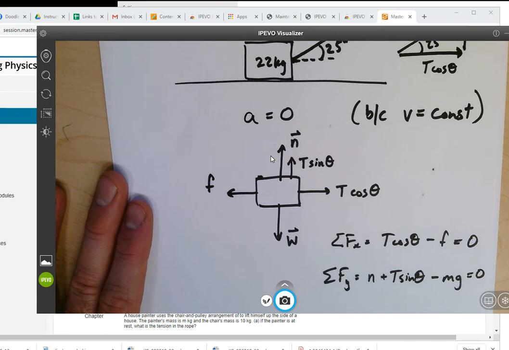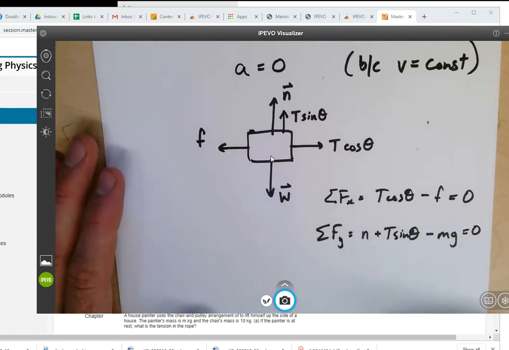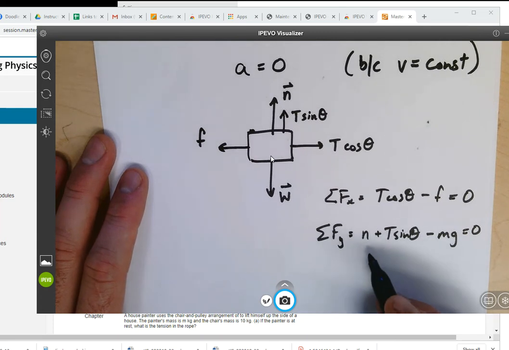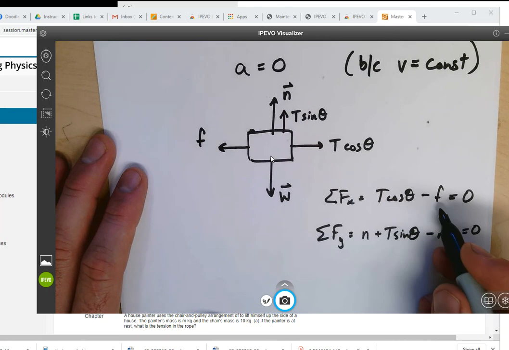We're trying to figure out what the tension in the rope is here. It looks like we have two equations, and we should be able to solve that. One of the things I might do is note that we also have the normal force, which is unknown. So let's see here. The frictional force is unknown.